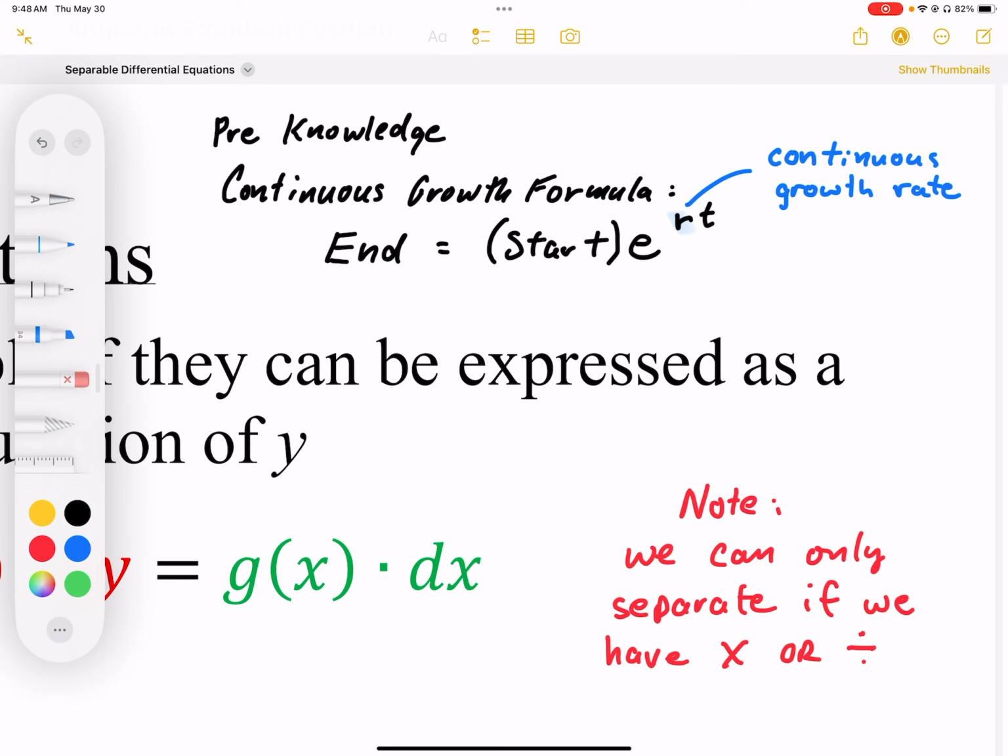This is an exponential growth or decay formula, and many of the problems that we're going to do are going to end up in this form. So if we know what the end result or our answer should look like, it'll give us an idea if we've done the differential equation properly or not.